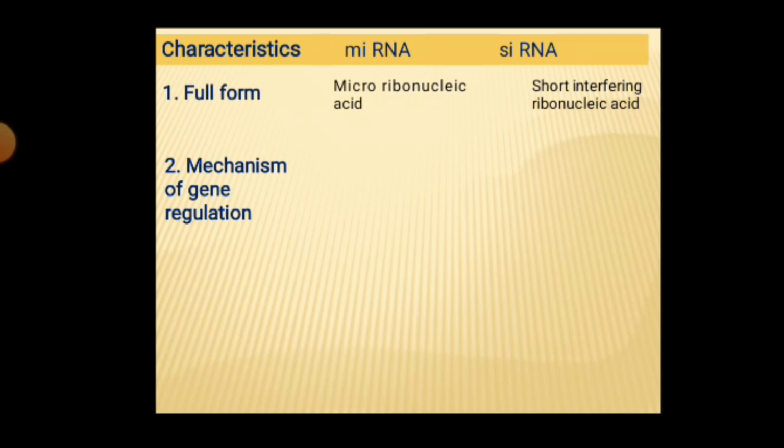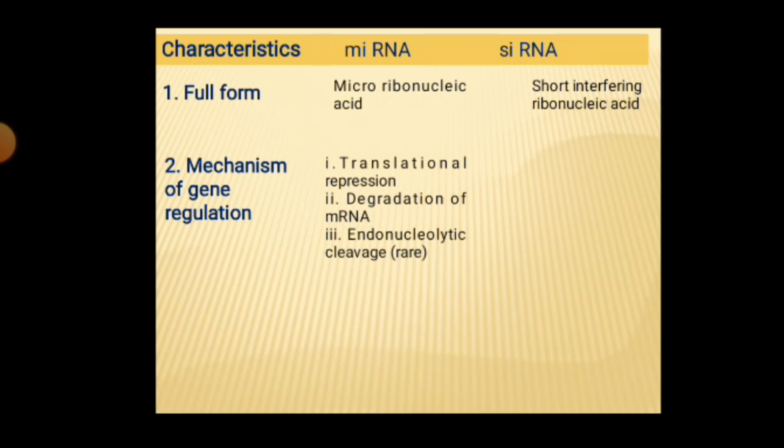miRNA regulates the gene by various ways. First is by translational repression. Second one is the degradation of mRNA. And the third one is by endonucleolytic cleavage. This third way, that is the endonucleolytic cleavage, is very rare in case of miRNA. It occurs when there is a high level of complementarity between the miRNA and mRNA. Whereas in case of siRNA, the mechanism of gene regulation is only by endonucleolytic cleavage of mRNA.